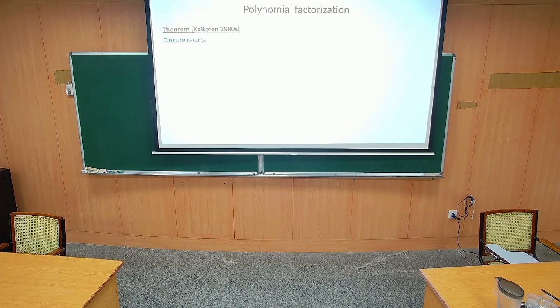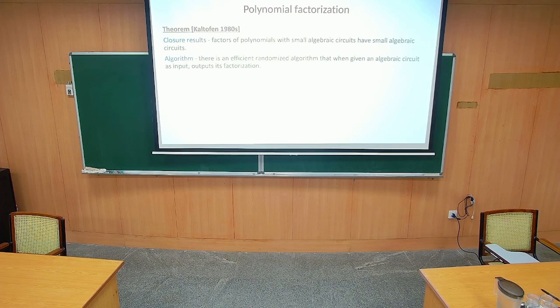Great. So let me restate Kaltofen's theorem. The theorem had two parts. The first part was a closure result. It told us that factors of polynomials with small algebraic circuits are small algebraic circuits. So in that sense, algebraic circuits, at least low degree algebraic circuits, are closed under taking factors. This is different from what happened when we were writing polynomials as a sum of non-zero monomials. The other aspect of this theorem was an efficient algorithm that will take an algebraic circuit as input and with probability 99% output circuits for all its irreducible factors.